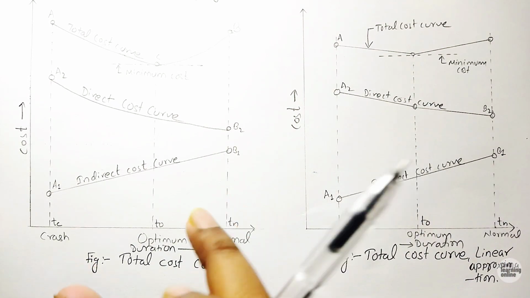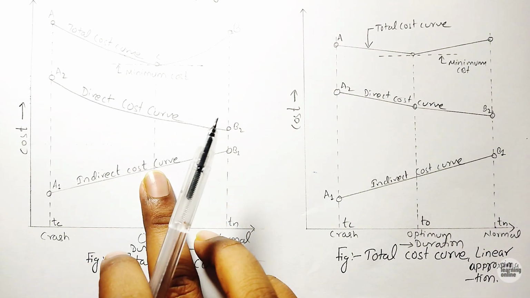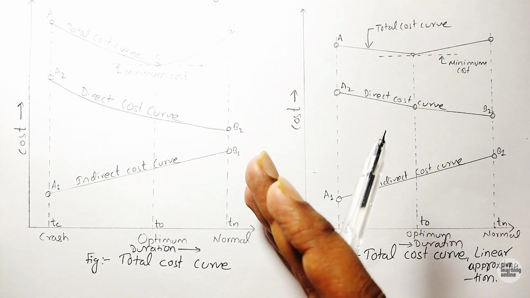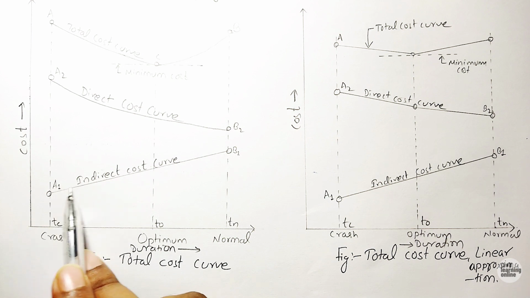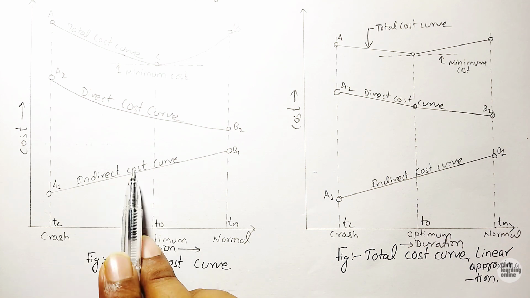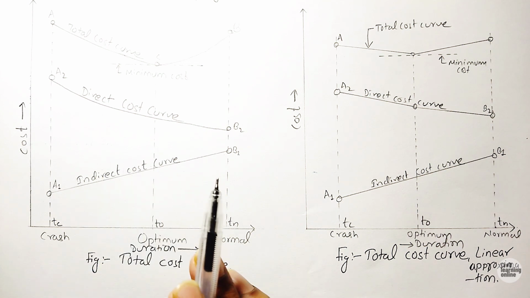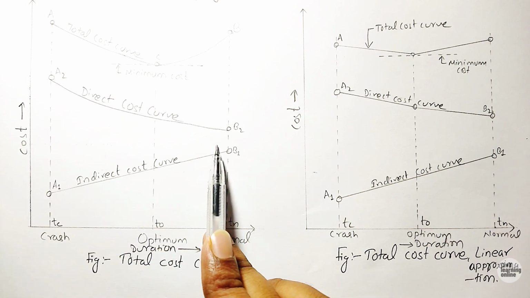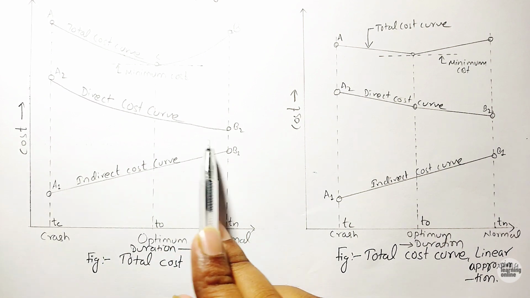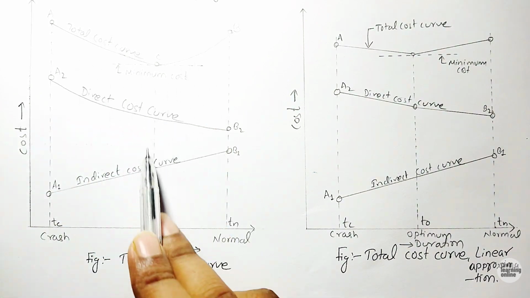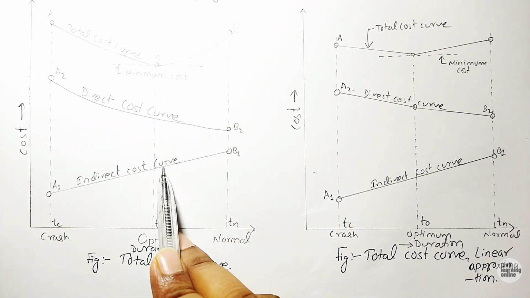And when we are drawing the indirect cost, our indirect cost here is a straight line, because it represents that it increases with the increase in duration. But when indirect cost faces some kind of penalty or outage losses, then indirect cost will also be curved, from downward to upward, and direct cost decreases with time, and total cost is the combination of the direct cost curve and indirect cost curve.